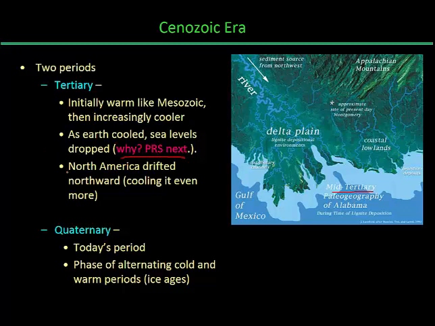Also during this time period, the North American continent drifted into its position that we see today, bringing it to higher latitudes, meaning closer to the North Pole, and therefore bringing it into cooler zones on the planet. The Quaternary, down here at the bottom left, is the time period that we're in today. It's a phase of alternating cold and warm periods, the cold time periods known as ice ages. We'll talk a lot more about that when we get into our climate change section, and you will learn a lot about that as we move forward.